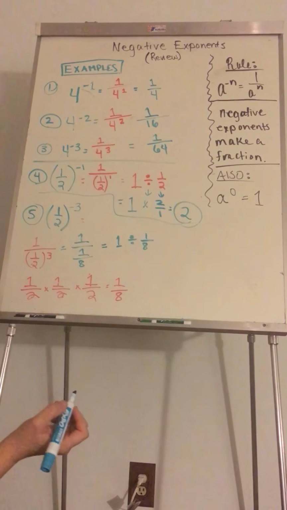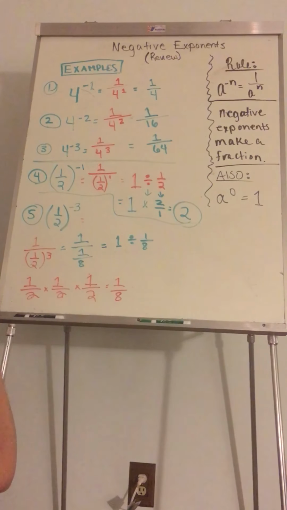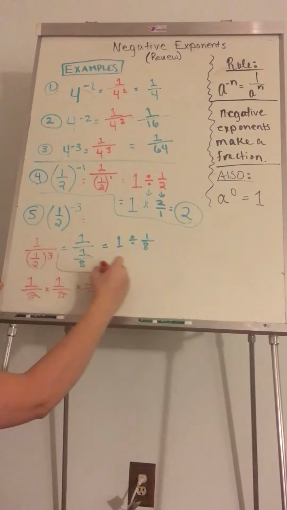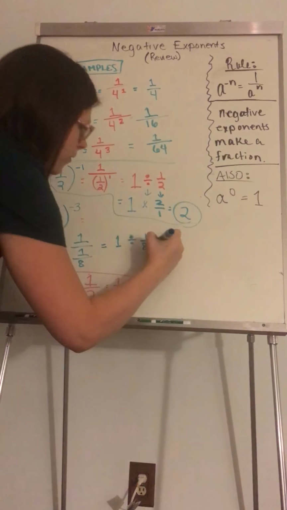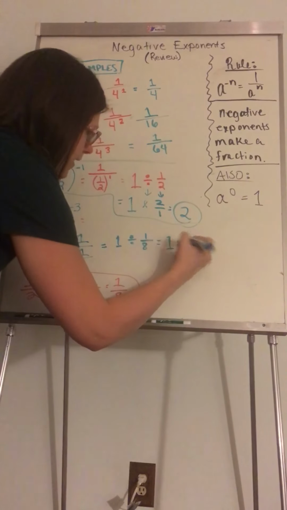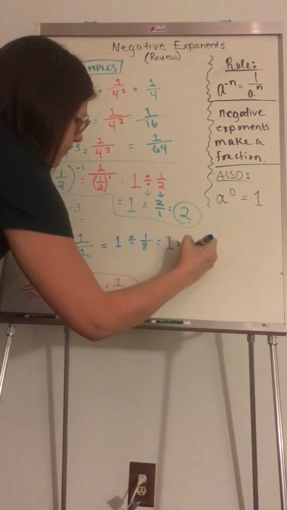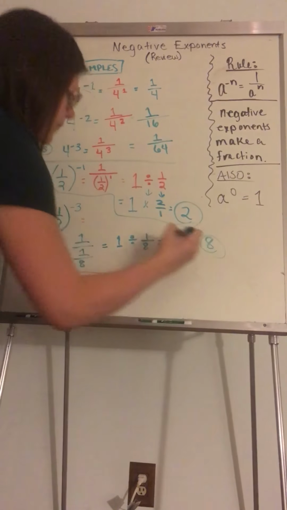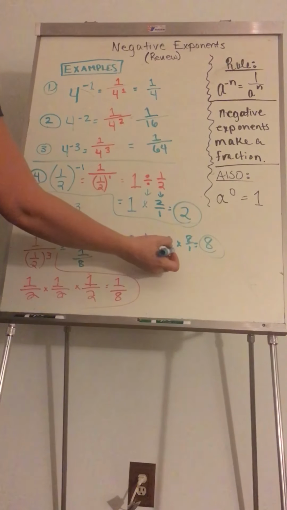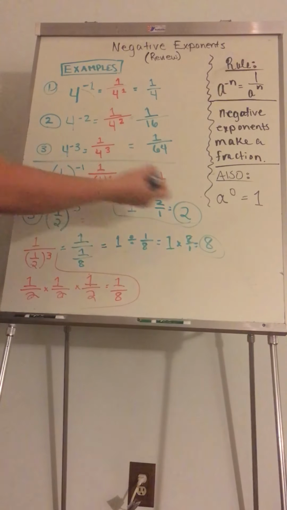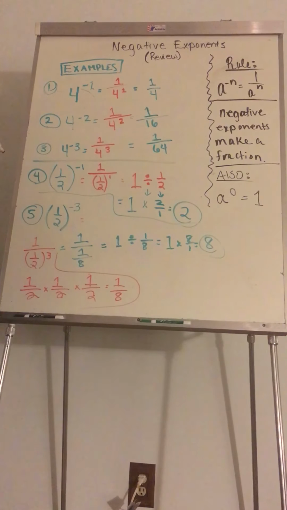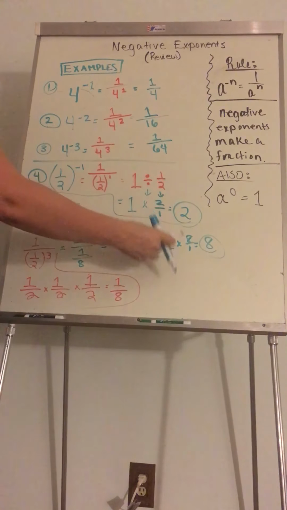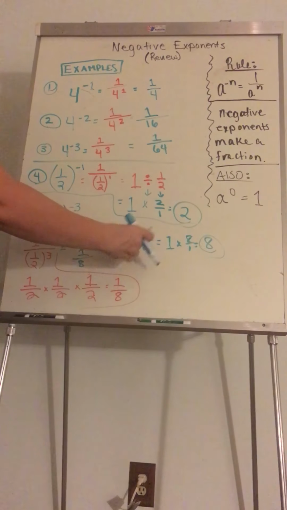Then I use my fraction rule, keep, change, flip. And so, I'll actually draw a line here. I then have 1 times 8 over 1, which equals 8. I kept the first number, I changed the division to multiplication, and I flipped my 1/8 to its reciprocal, which is 8, and 8 over 1 is just 8. 8 times 1 is 8.